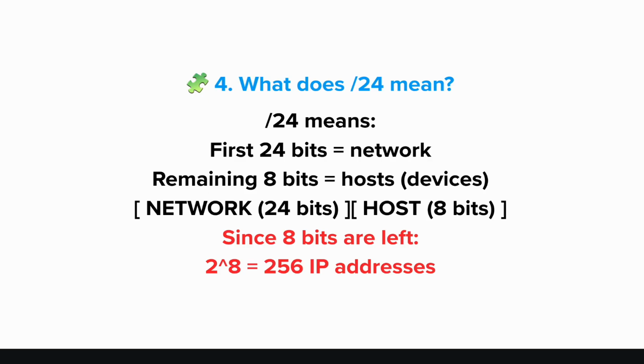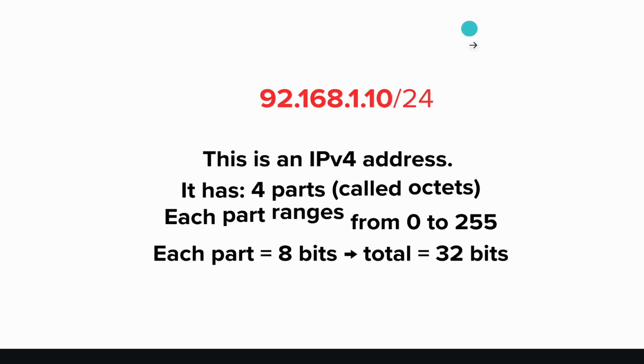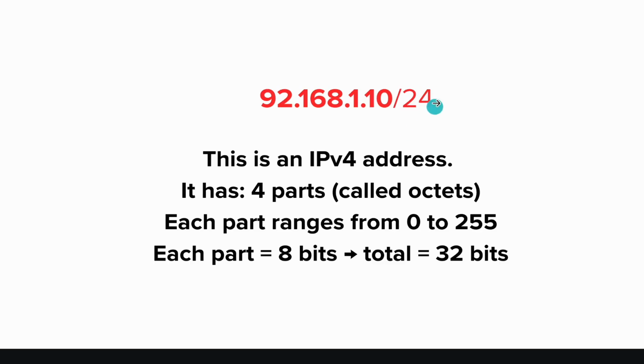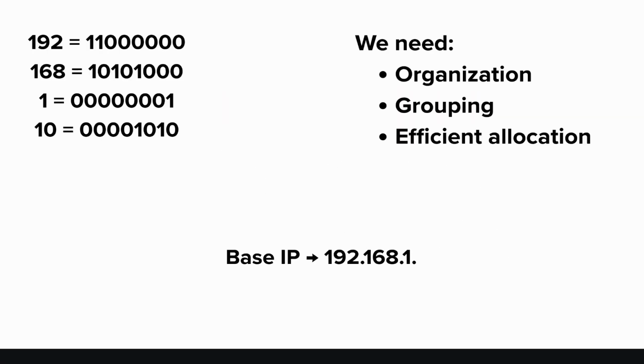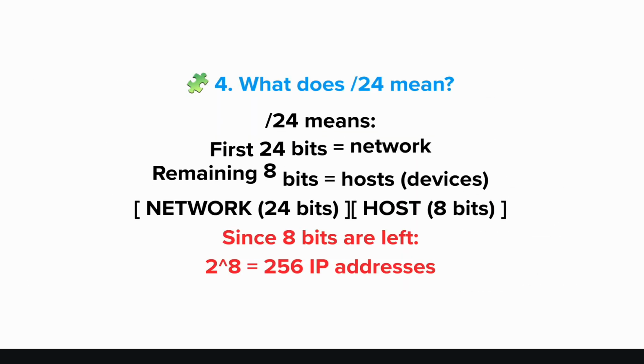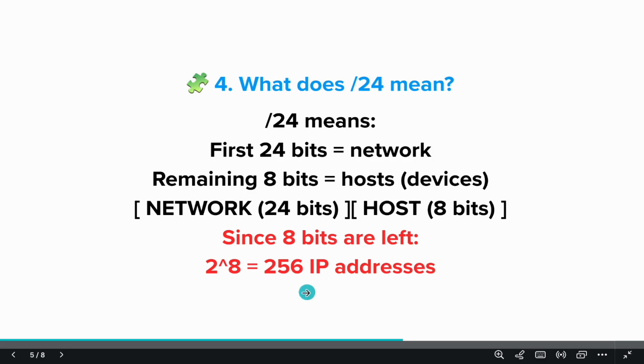So if an IP address is shown with /24, that means this space is allocated for the particular network. We have 8 free bits we can allot to the host or the devices. So a set of 24 bits is assigned to the network, and 8 bits are assigned to the host. Since 8 bits are left, 2 to the power 8 is equal to 256 IP addresses.